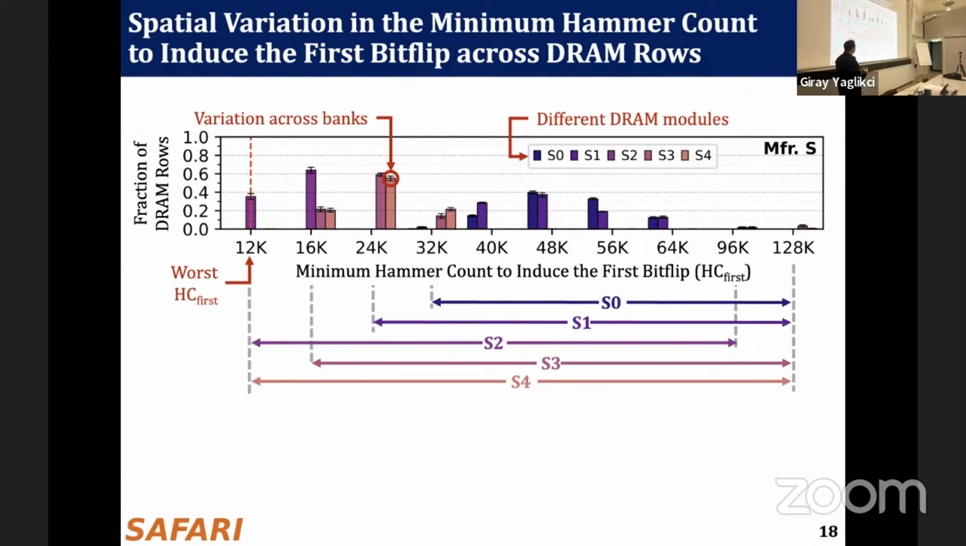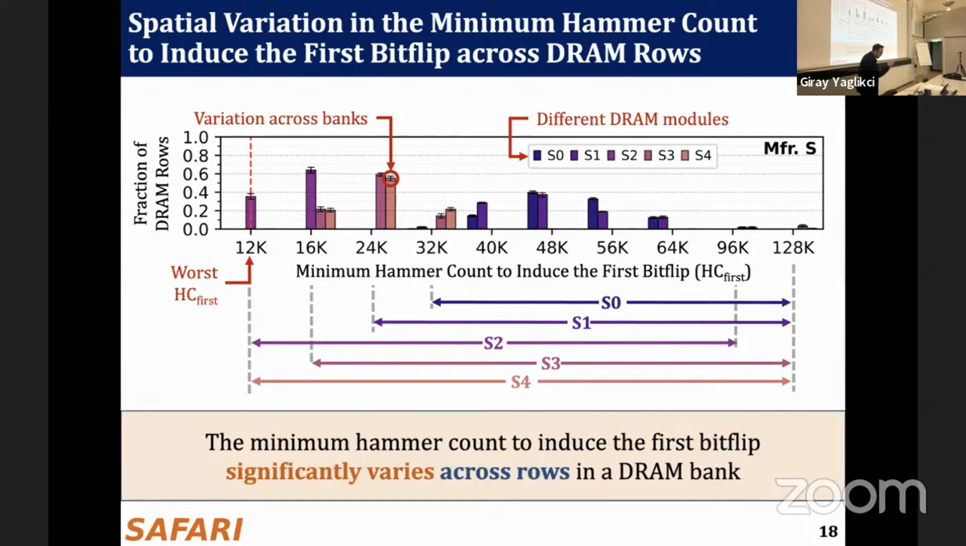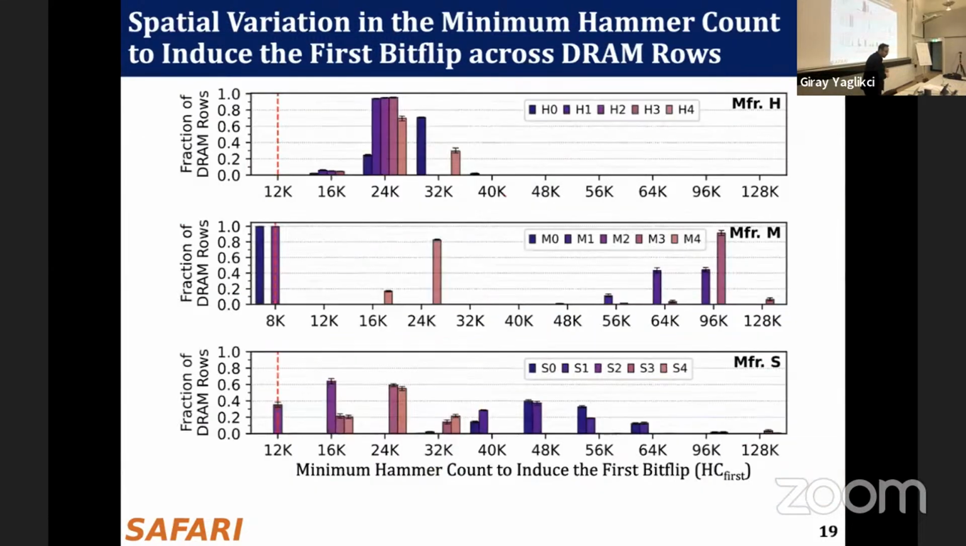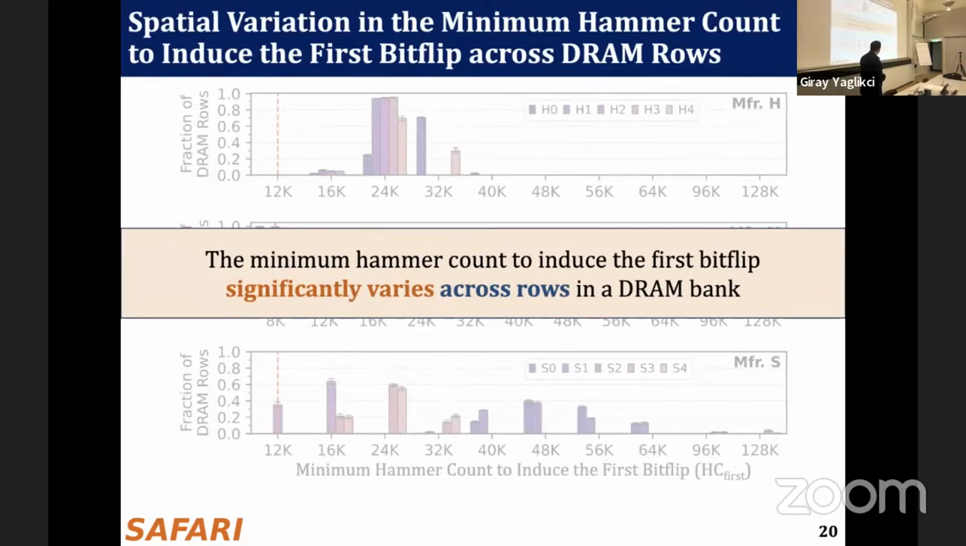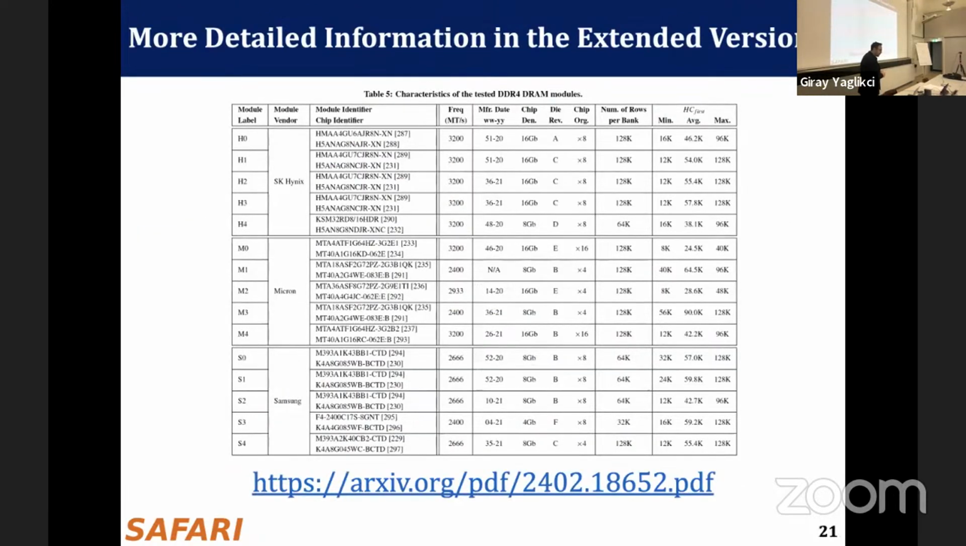So it doesn't make sense to protect these two sets of rows with the same robust rigor, essentially. So the minimum hammer count to induce the first bit flip significantly varies across rows in a DRAM bank. We also collect the same data for other manufacturers, and I'm showing you these, and then I'm going to conclude with the same message. There are more details, and we have all these minimum, average, and maximum RowHammer thresholds across DRAM rows for each module in the paper. You can go ahead and check all this data if you're curious. It's available on this archive link.